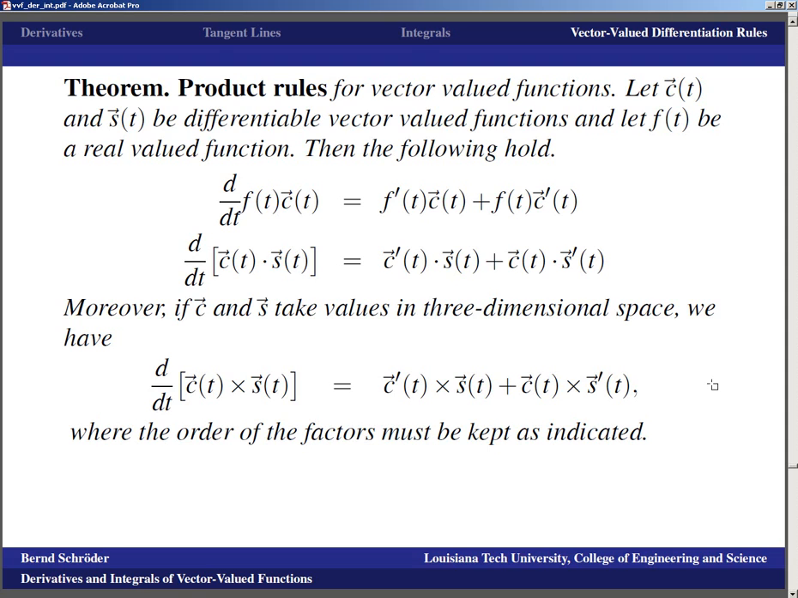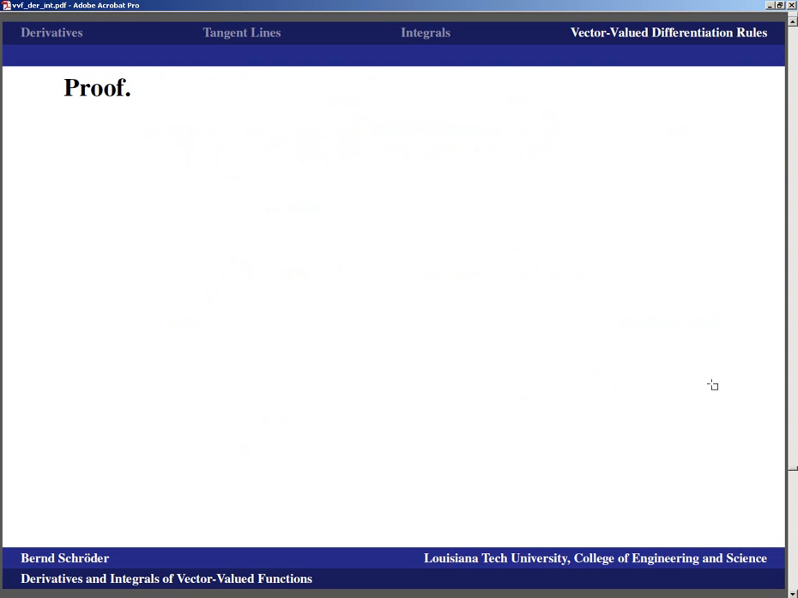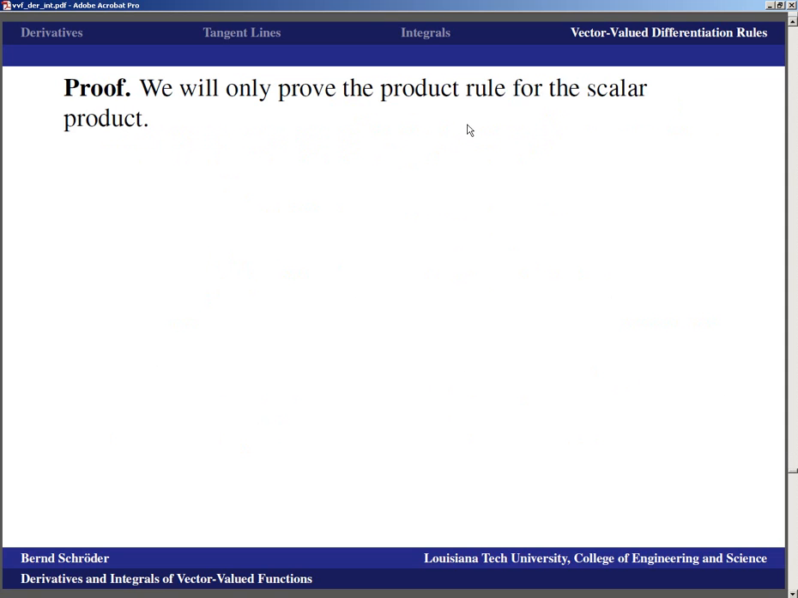Now, all these rules can be proved component-wise, and we are going to just prove the product rule for the scalar product. You can work out the other ones. The one for multiplying with a real-valued function is actually simple, and the one for the cross product is harder.